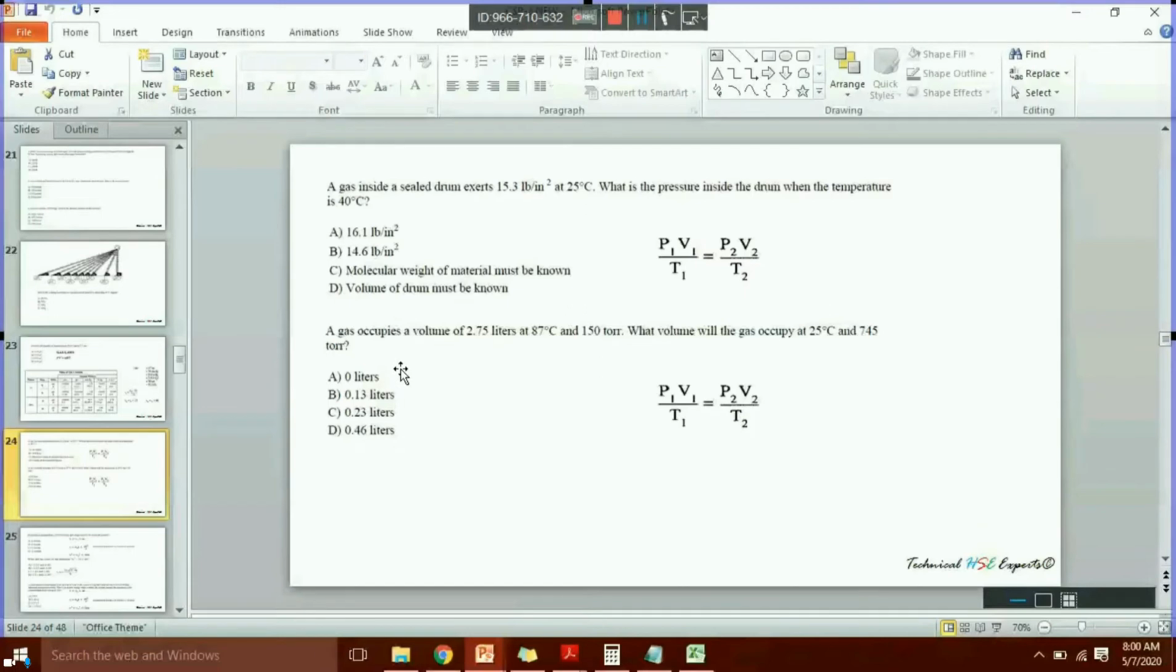But see the units in the options, it is in liters and here it is also in liters. So except this term, substitute the other terms, pressure and temperature in absolute. Then you can execute the sum.